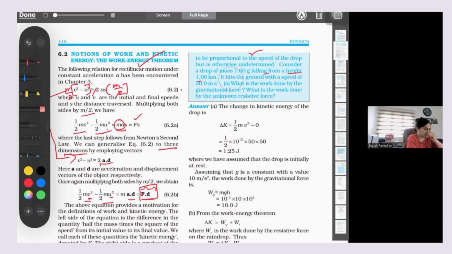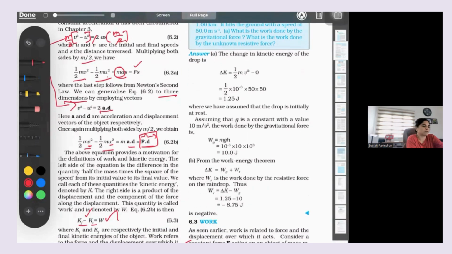So what is the work done by the gravitational force? That is the first question. Then what is the work done by the unknown resistive force? Both the forces are there, right? So the change in kinetic energy of the drop. So gravitational force we are going to find. First of all, we know that the change in kinetic energy will be the work done. The work done has to be like where the raindrop will be. So the raindrop's initial point.